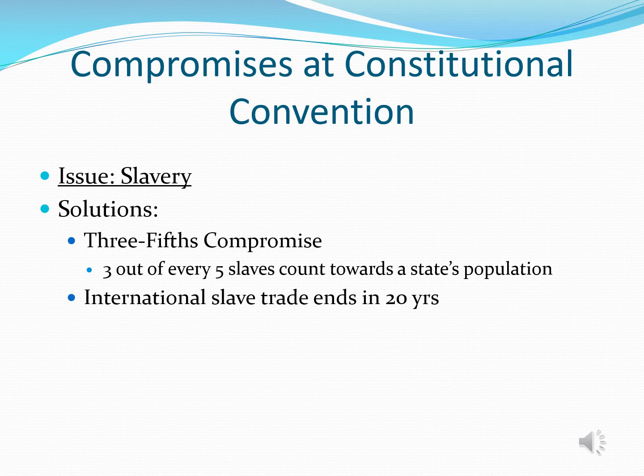The other compromise has to do with the international slave trade. There was a big discussion about this. Now, this is not talking about slaves being traded across state lines. That could still happen. This would mean the Middle Passage, slaves coming from Africa, and they decide that they will ban it in 20 years, which would give it an expiration date of 1808, and that does happen.